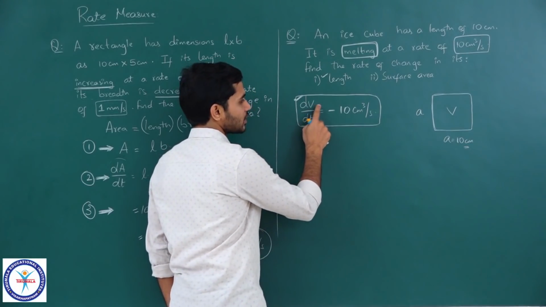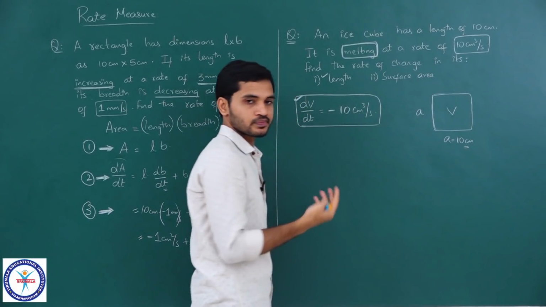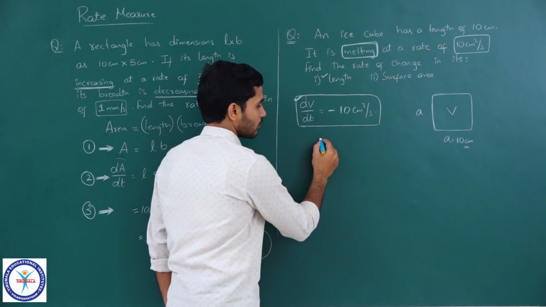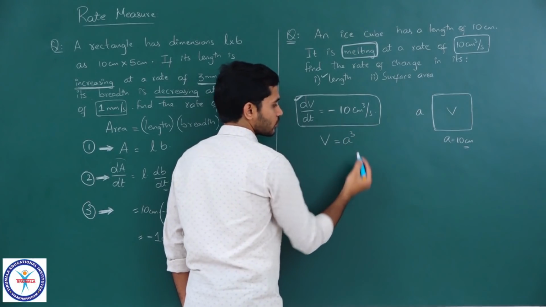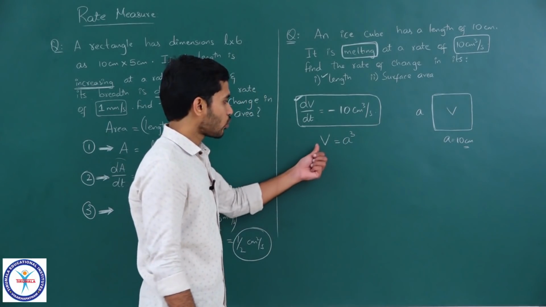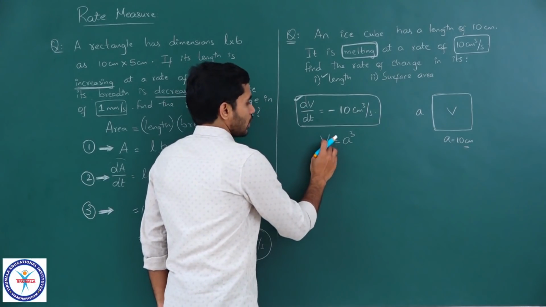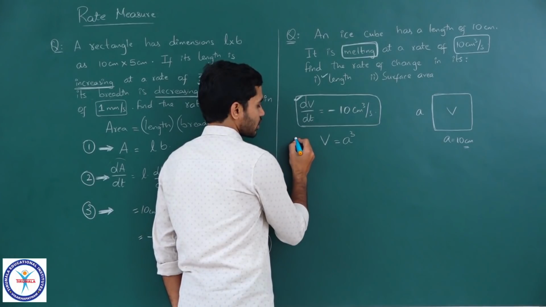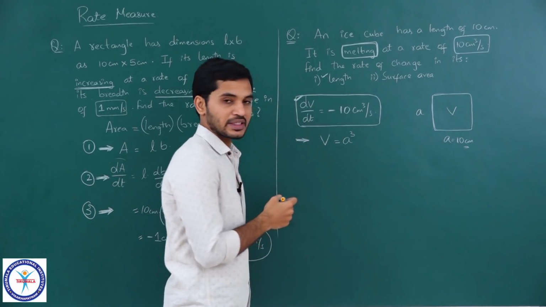Now, what is the relation between the volume of a cube and the side length of the cube? This is something which you all know. Volume of a cube is nothing but a cube, that is, a cubed. So, I know the volume, I know the relation now. So, the first step is over, I have completed that.